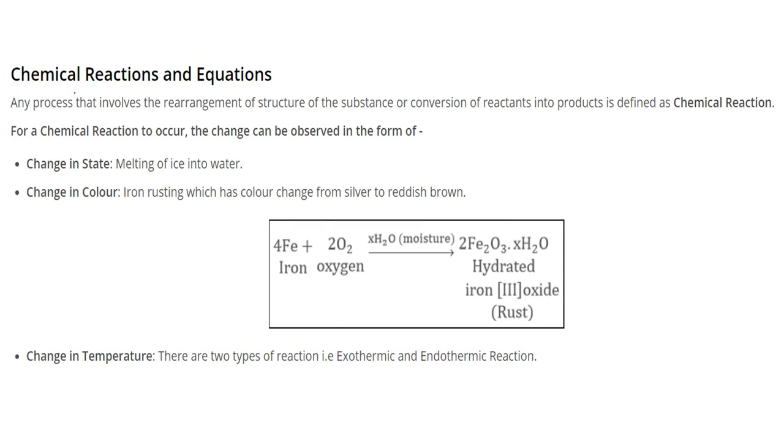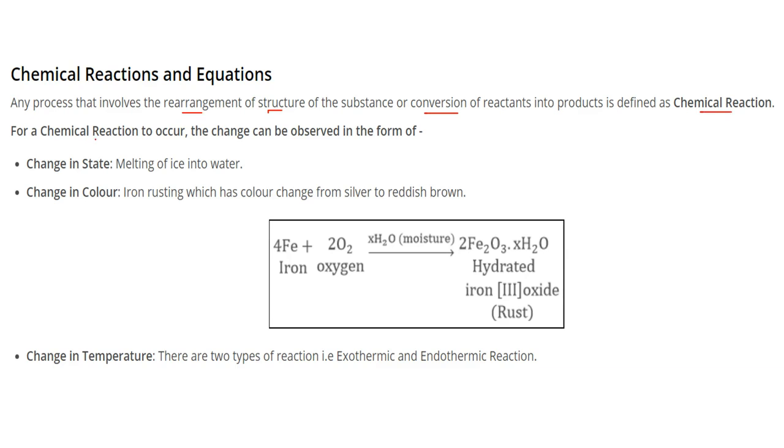So in chemical reactions and equations, any process or steps that involve the rearrangement of the structure of the substance. That means if two or more substances are combining, you can call them elements, you can call them compounds, when they're combining and there is a conversion of the reactants, which means the elements or compounds that are reacting, a structural change is there. So there is some change when things combine, and this is known as a chemical reaction.